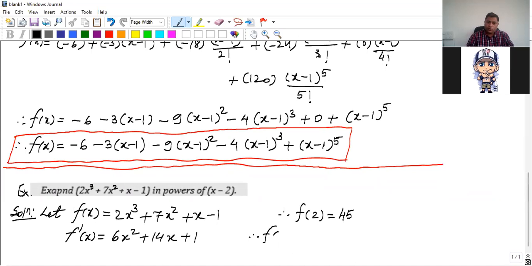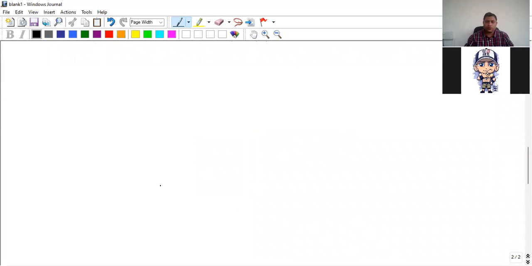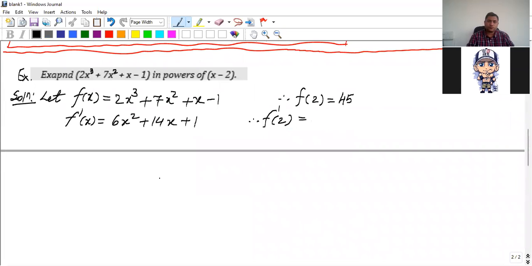So what do we have to do next? We have to find the value of this derivative at x is equal to 2. So again, we have to think here. What is the value we are able to get here? 53. Yes. Okay, that's good.